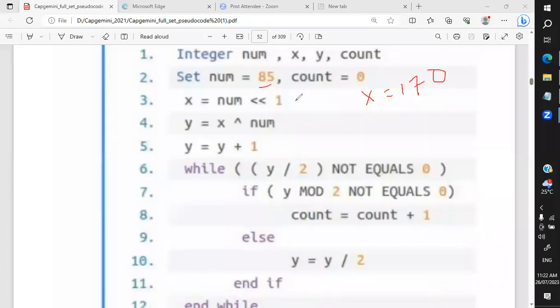Okay. If they ask twice, what will you do? Again, 170 into 2 you will do. That's it. Okay. As of now, only once. So one time we are multiplying it by 2. Okay.